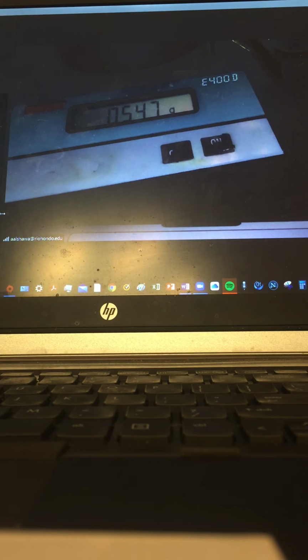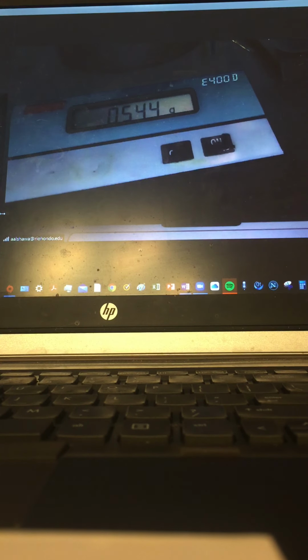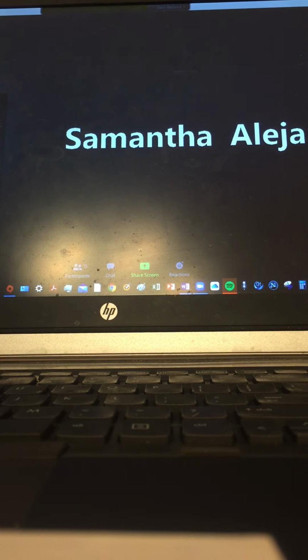So we're inside the range. Agree? Can you see that number? Yes. Can you record that number? Can you say it out loud?